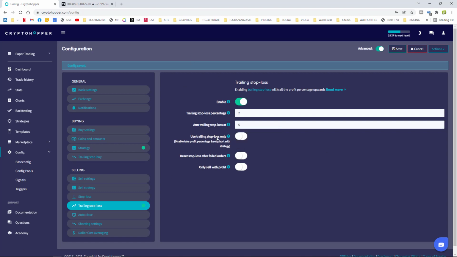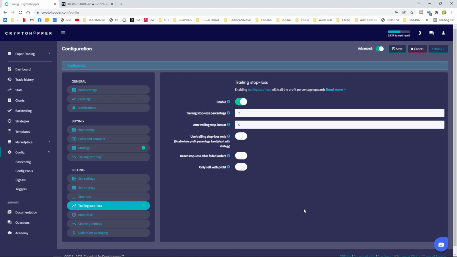Use trailing stop loss only. Right, disable take profit percentage and sell short with strategy. All right. You can leave this off. If you switch it on like that, that 1000 take profit is kind of disabled. It doesn't matter now. It will only use trailing stop loss. So you can leave that off. All right. Try it with it on. Try it with it off.